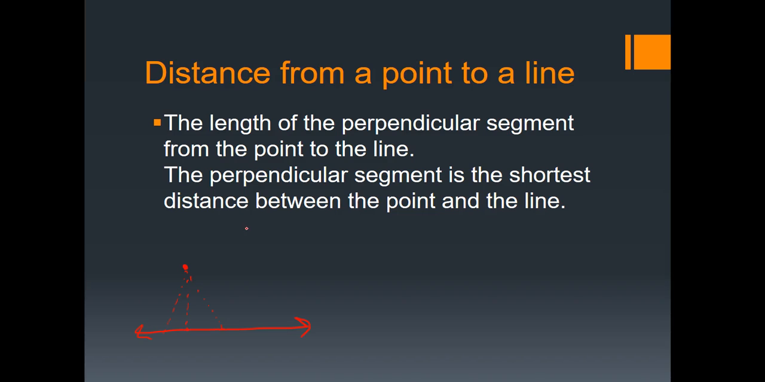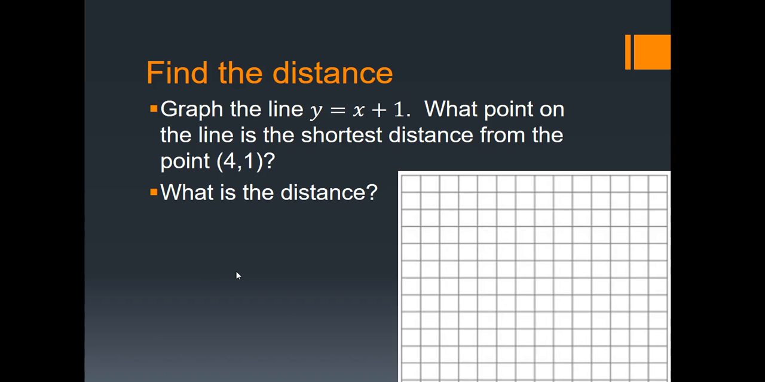So to get the shortest distance between a point and a line, it has to be perpendicular. So it has to form a right angle. Okay, so you'd want to go straight down so that it was a right angle. That would be the distance, that line, because that's the shortest, and so we're going to use that one. So find the distance: graph the line y equals x plus 1. What point on the line is the shortest distance from the point (4, 1)? What is the distance?